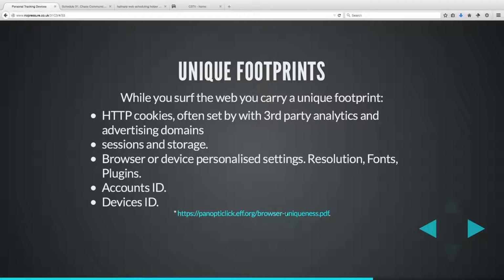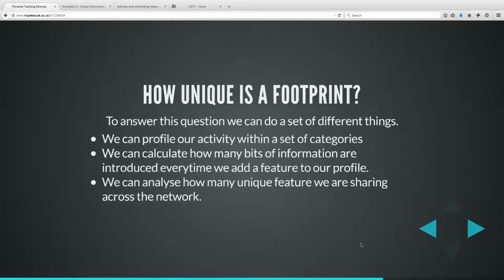So I was suggesting this link because it's a study from EFF done in 2011, I think, quite a long time ago, before this started to be mainstream, about how you can use statistical measurement to show how unique your browser is. So to answer the question, how unique is a footprint? We can look at a set of different things. You can start profiling your activity and see what kind of profile you're sending through the network, what kinds of keywords you're sending. Or you can calculate how many bits of information you introduce every time you add something unique to, for example, your browser profile.